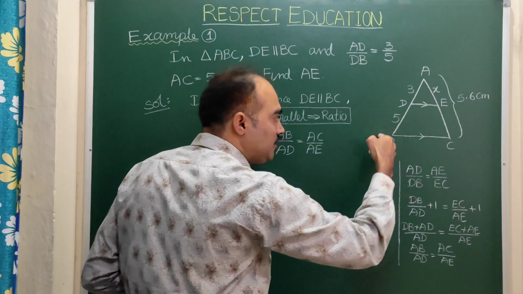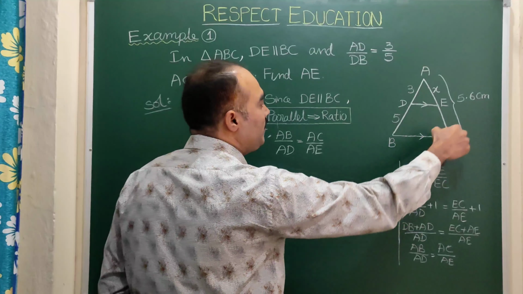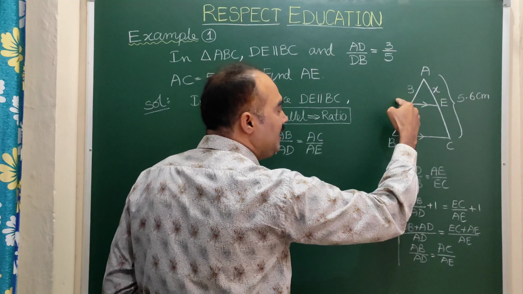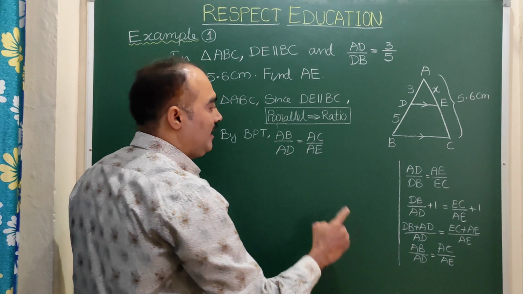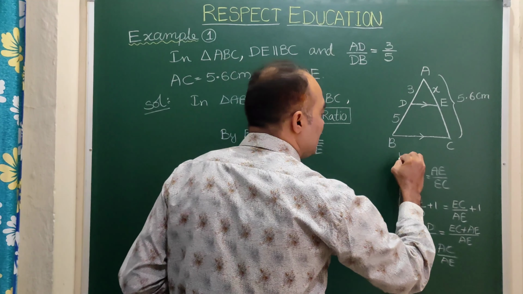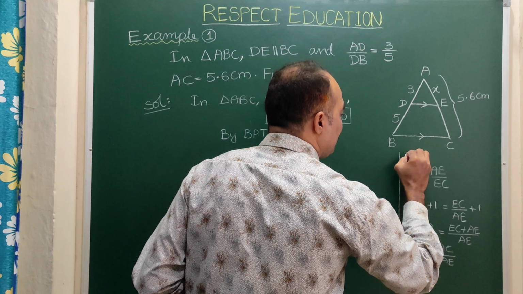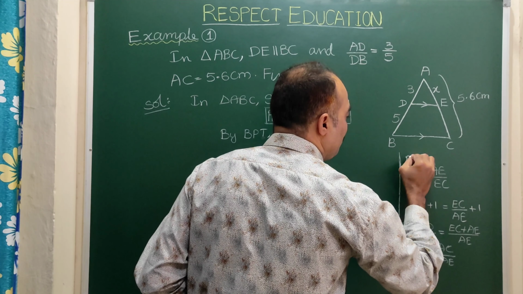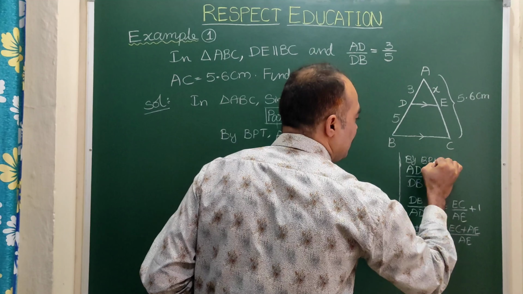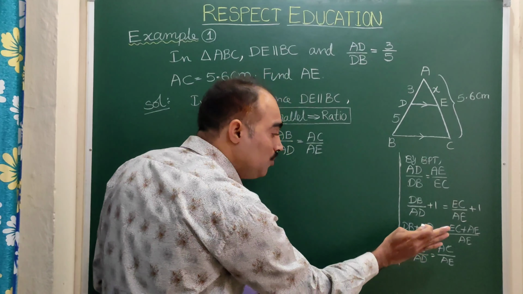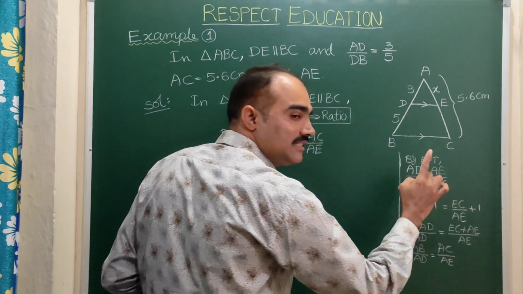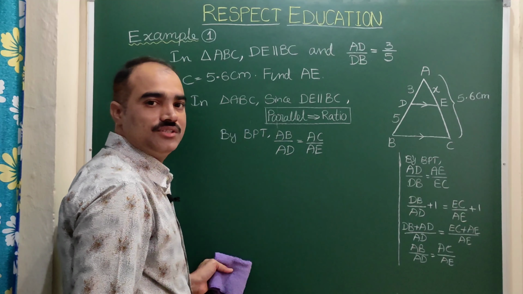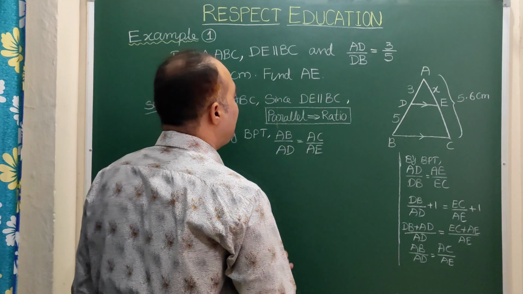Here AB means full side of the bigger triangle, by AD means for the smaller triangle. Same way AC by AE. Right? So here this part is actually by BPT. This comes. So when we write in examination, we need not mention this. Directly we can add the ratios. Now again let us come back here.